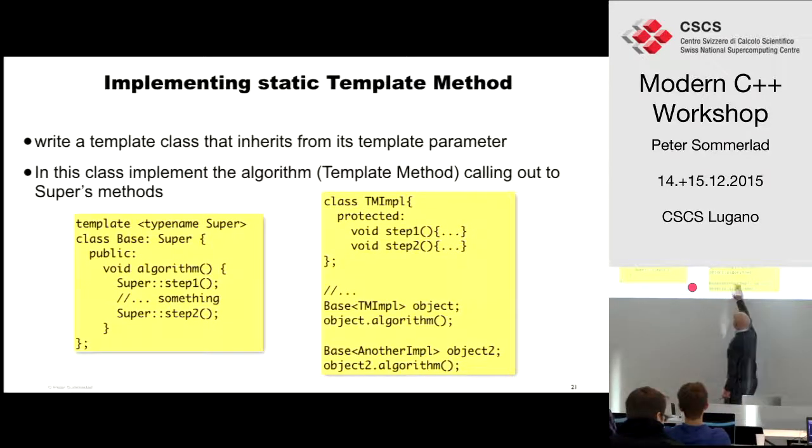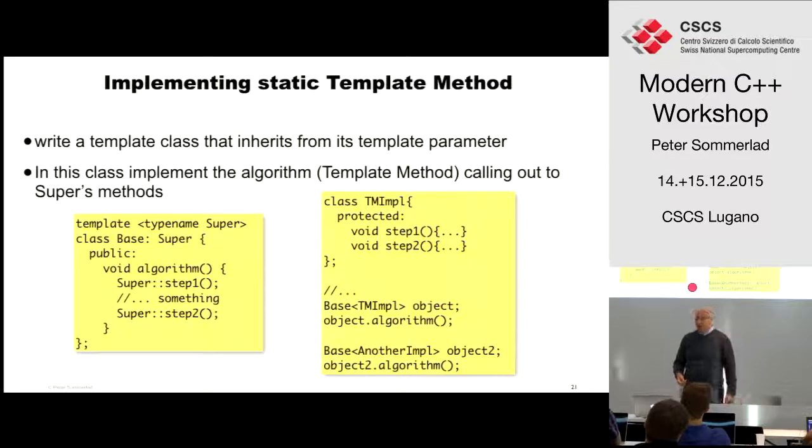So what we could do is create an implementation class for these specific steps and instantiate our base class with this template method steps implementation and call out the algorithm. What is the benefit now? Because it's a template parameter, the implementations of the step functions could actually be inlined, which couldn't be done with the virtual member function approach, where you would inherit from the class implementing the algorithm and just implement the virtual member functions step 1 and step 2.